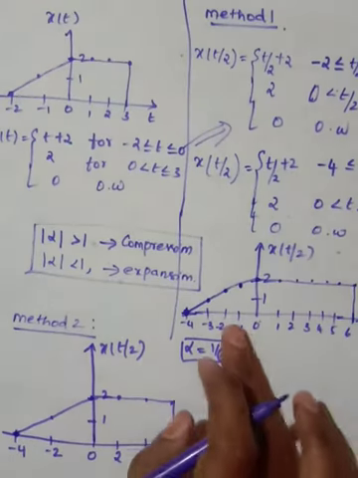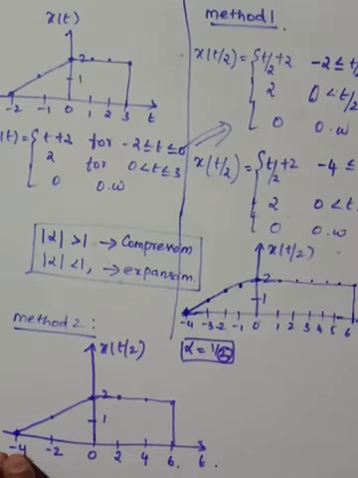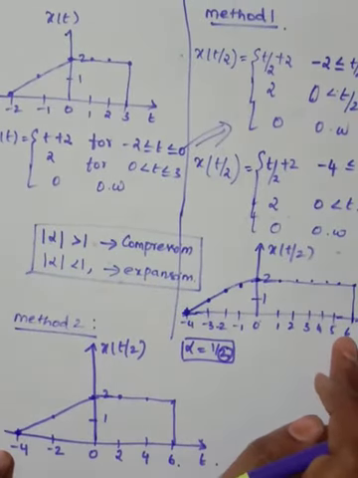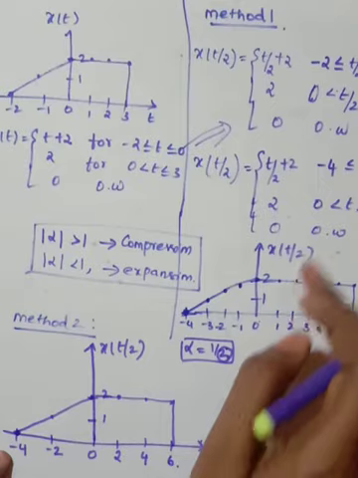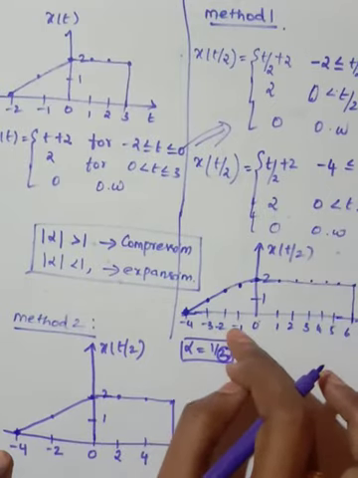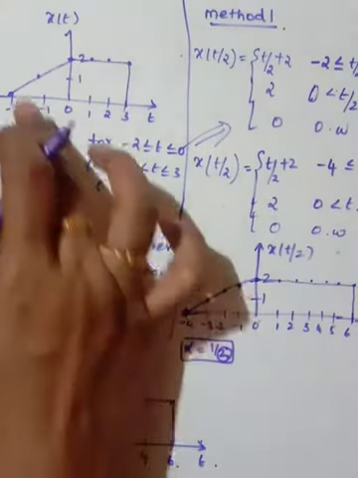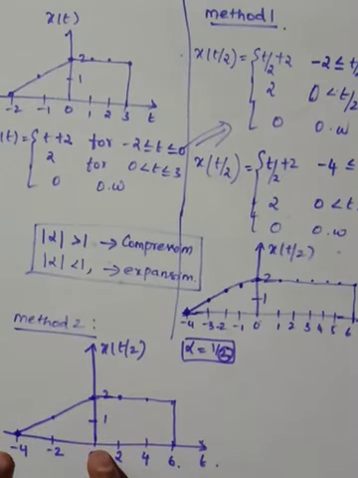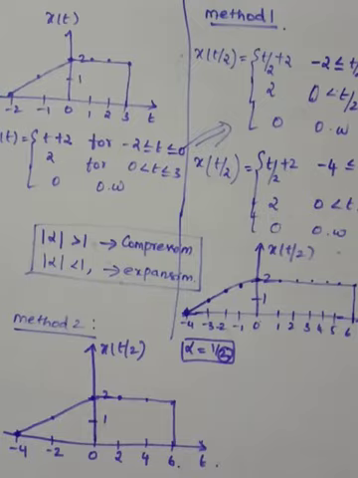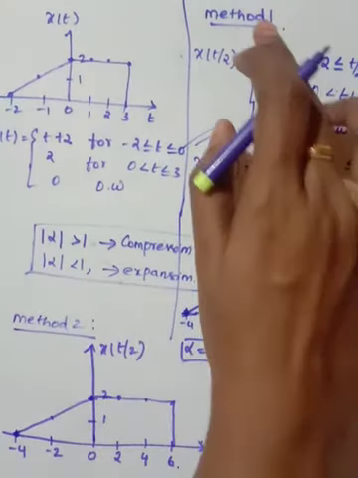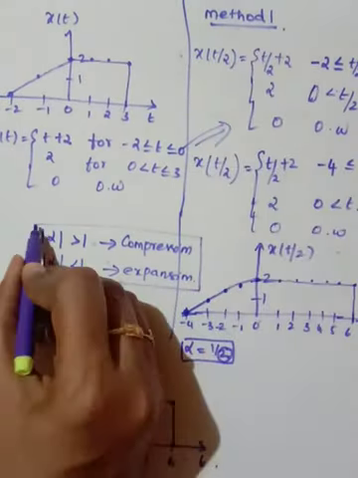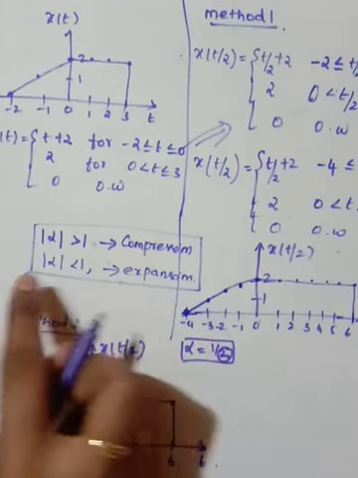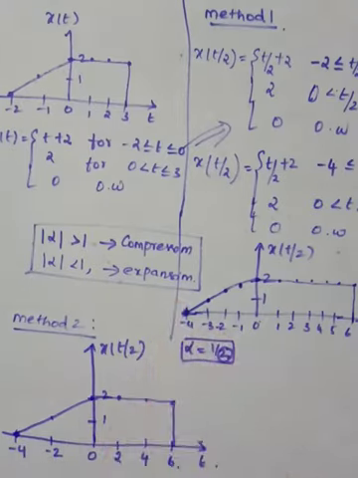So here also we have obtained the same range, minus 4 to 6. Here what we have considered, we have considered these values. So here we have directly obtained from this graphical representation. So this is the difference between method 1 and method 2, and you need to remember this one. When alpha is greater than 1, the signal will get compressed. When alpha is less than 1, the signal will get expanded.